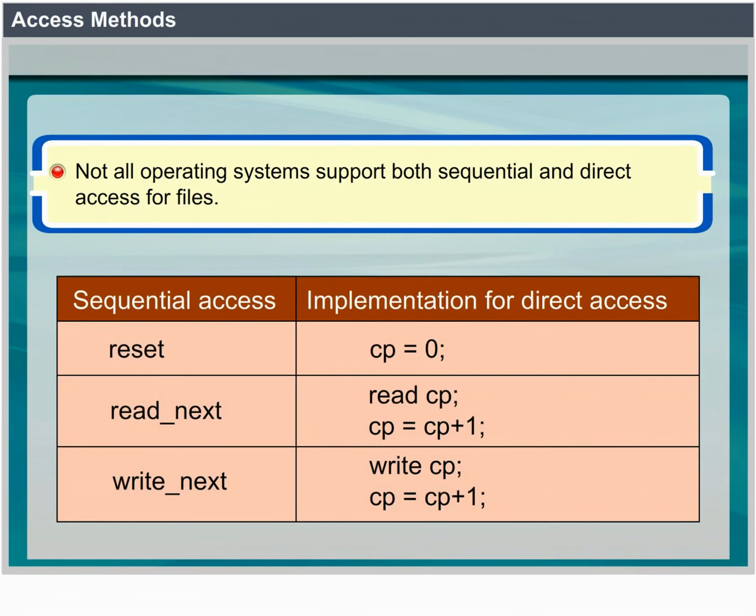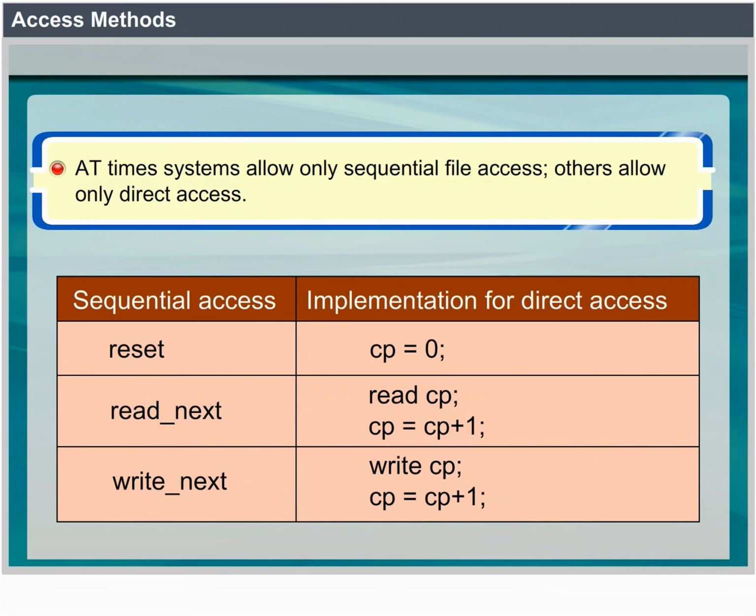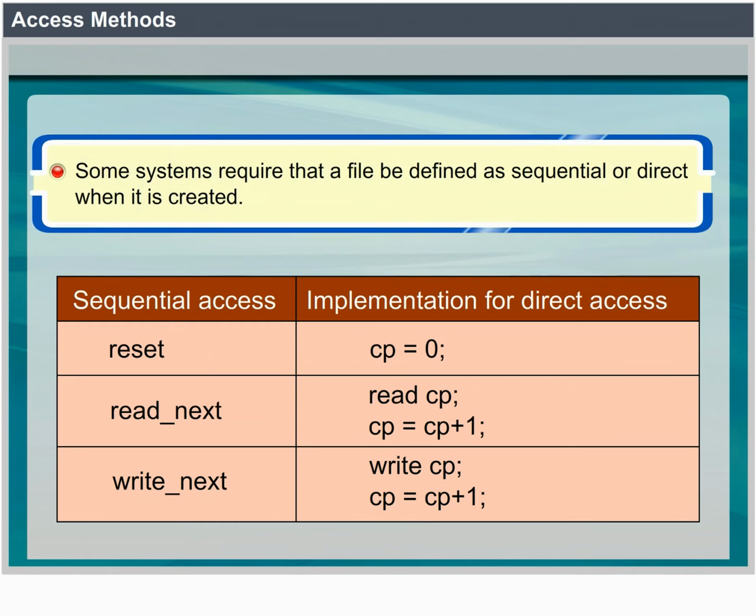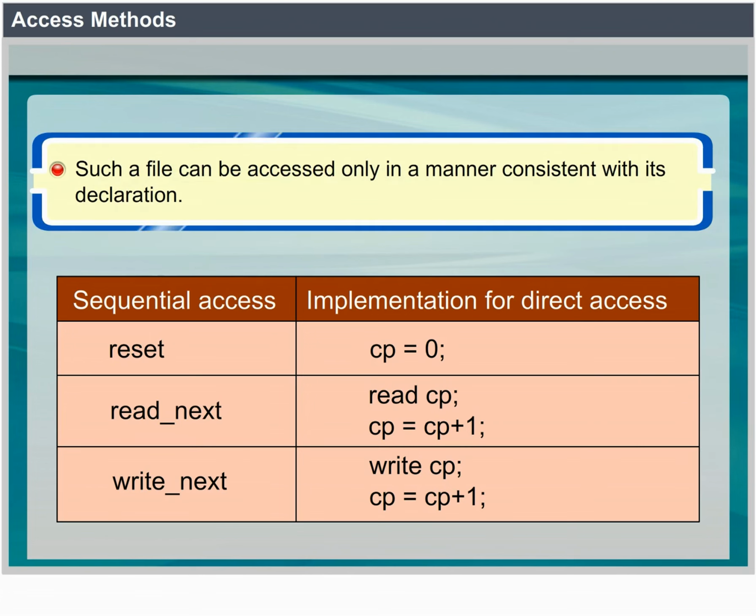Not all operating systems support both sequential and direct access for files. Some systems allow only sequential file access, while others allow only direct access. Some systems require that a file be defined as sequential or direct when it is created. Such a file can be accessed only in a manner consistent with its declaration.